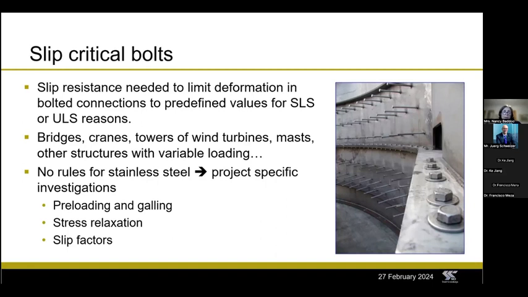So what would happen is that when you had a project that needed slip critical bolts, for example, that Stonecutters bridge tower I showed you at the beginning, then you'd have to carry out project-specific investigations. And this was done for Stonecutters, and these are the bolts here that were used. But that's not really terribly practical for most projects.